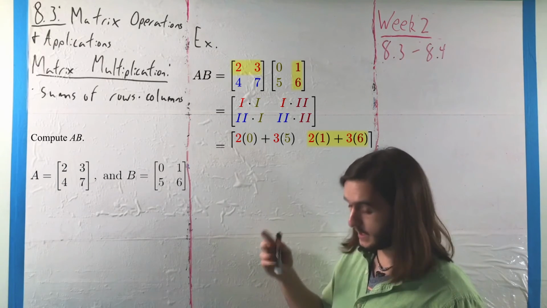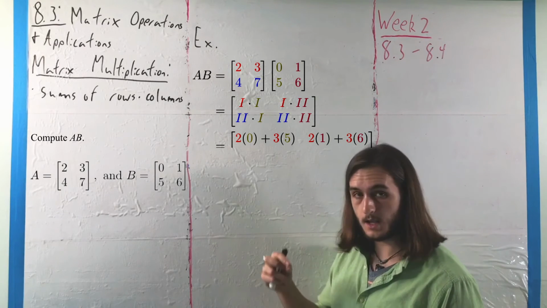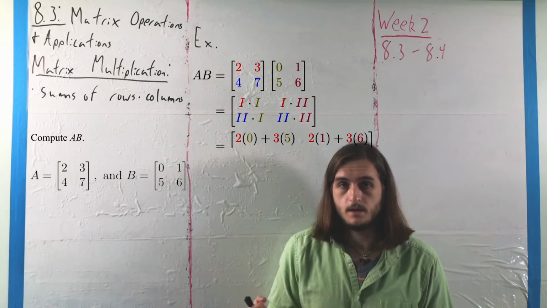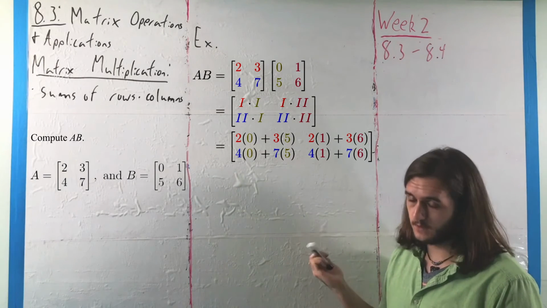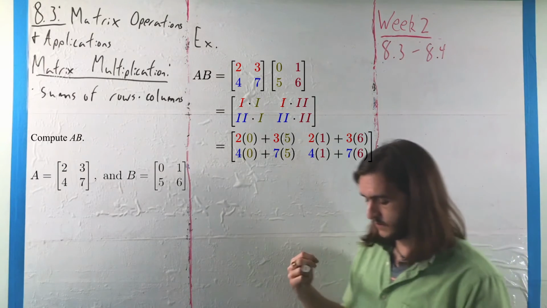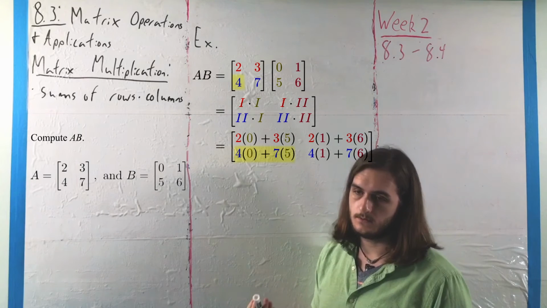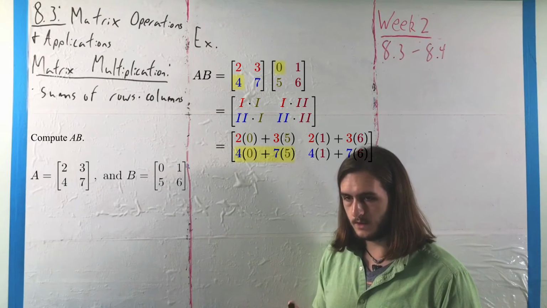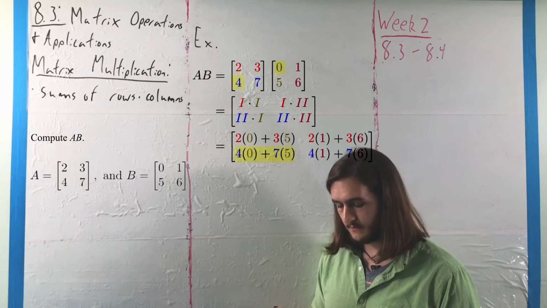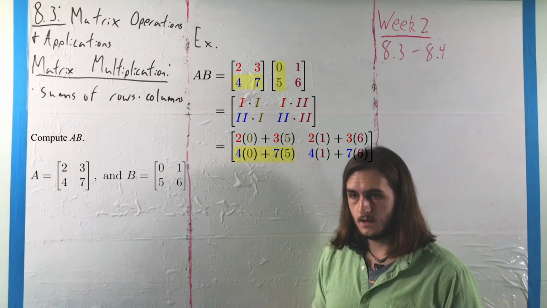So for the first row, for now, before we add things up, we will have 2, 0 plus 3, 5, and 2, 1 plus 3, 6. And then in the second row, it's very much the same idea, just with different numbers. So for the 2, 1 combination, we're going to have 4 from slot 2, 1 of matrix A times 0 from the 1, 1 slot of matrix B plus 7 in 2, 2 times 5 in 2, 1.